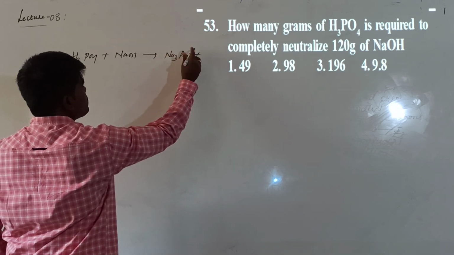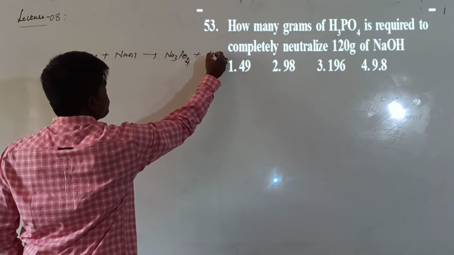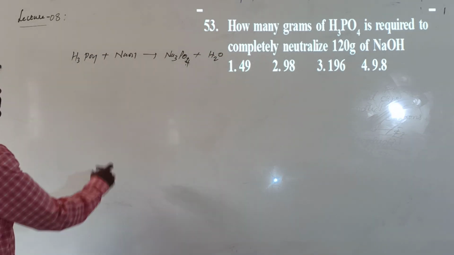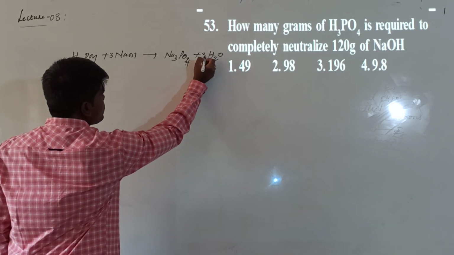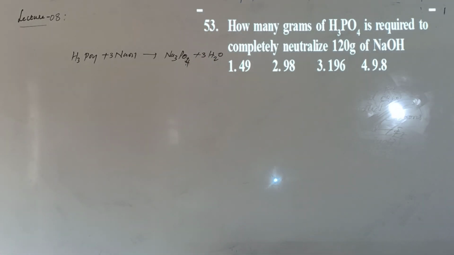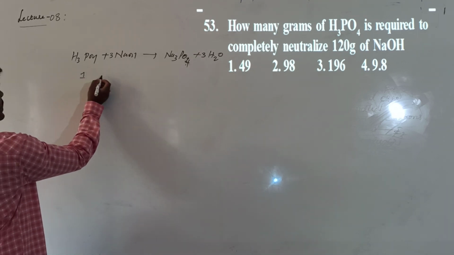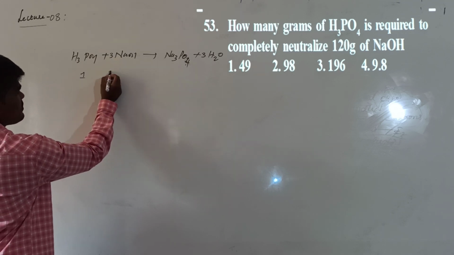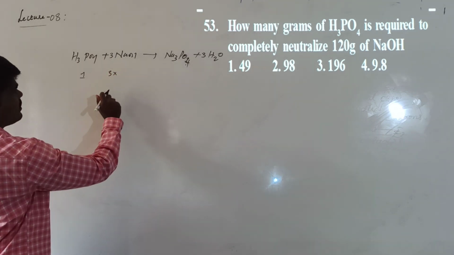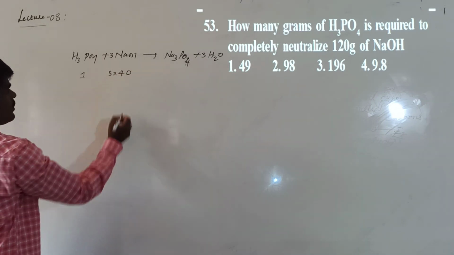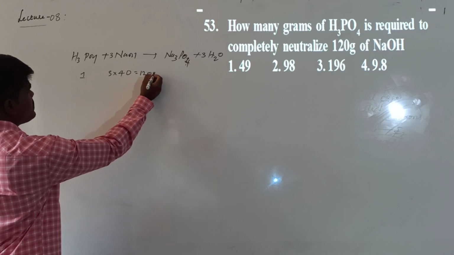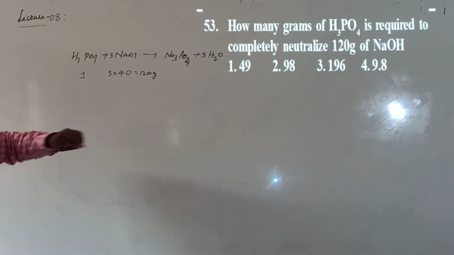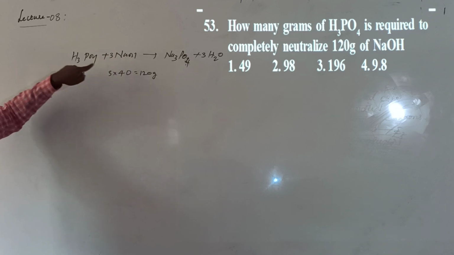Na3PO4 plus H2O. What is the balanced equation for this? 1 mole of phosphoric acid requires 3 moles of NaOH to form 3 moles of water. So, how many grams? 1 mole will require 3 moles. What is the mass of 3 moles of this? This is 40, which means it comes to 120 grams. That means 120 grams, 3 moles of NaOH, is required for 1 mole.